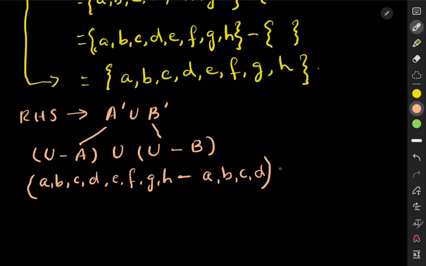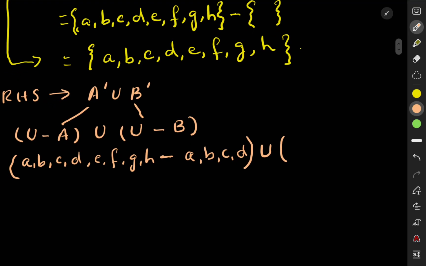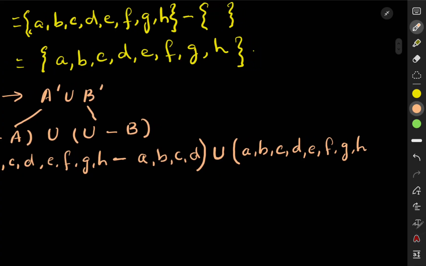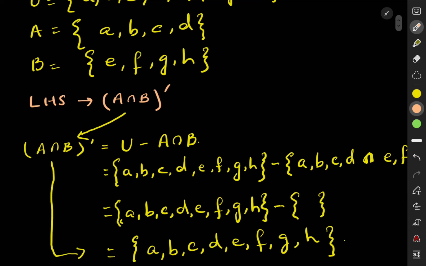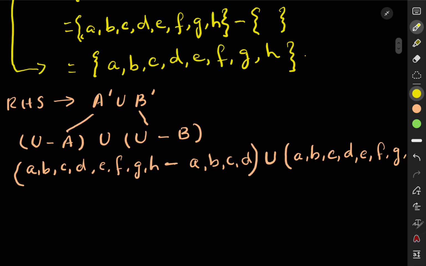Now union, again members of U set which are same as we have written before, that is A, B, C, D, E, F, G and H, minus the members of B. The members of B are E, F, G, H. So we write here E, F, G and H.